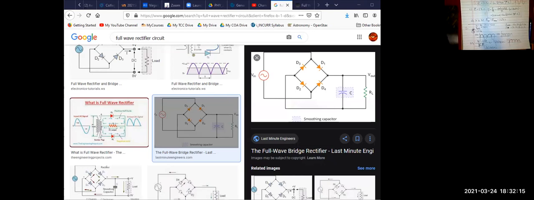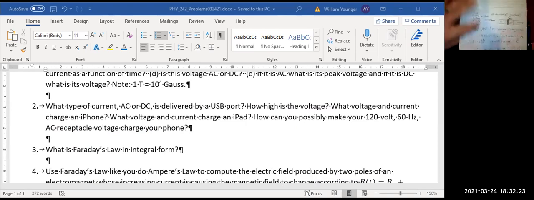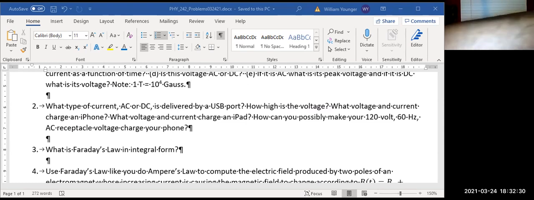Okay, so that was not quite as much of calculation. I mean, I did have to use basically the transformer equation to calculate the number of turns I needed to bring 163 AC peak voltage down to 5 volts. But other than that, it wasn't much calculation. It was more about the big concepts. Now, number 3, what is Faraday's law in integral form?